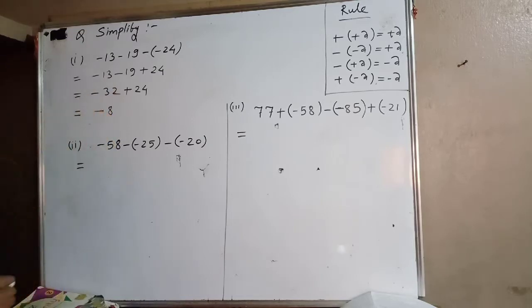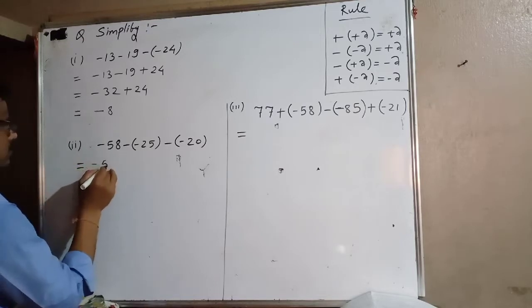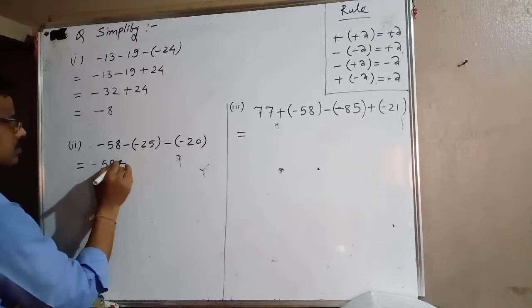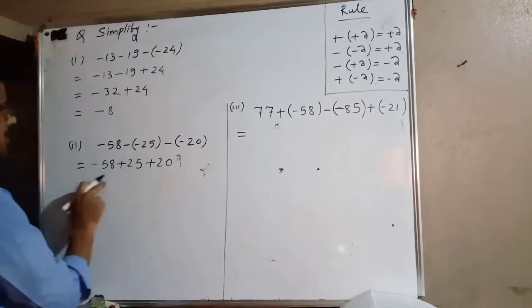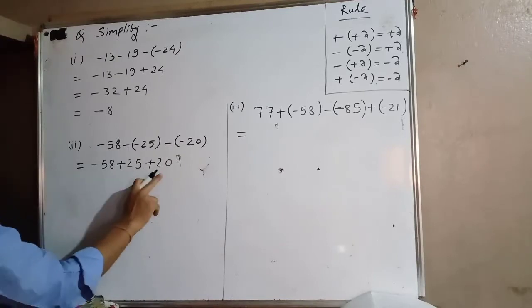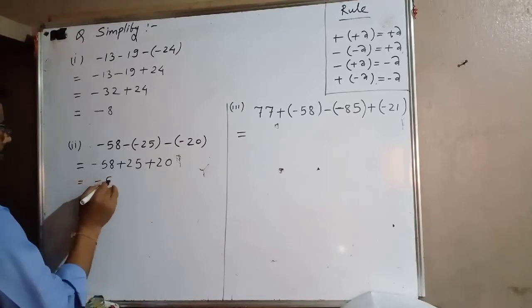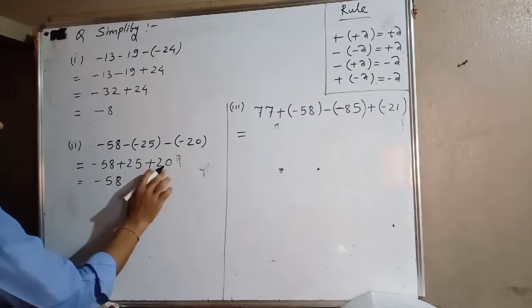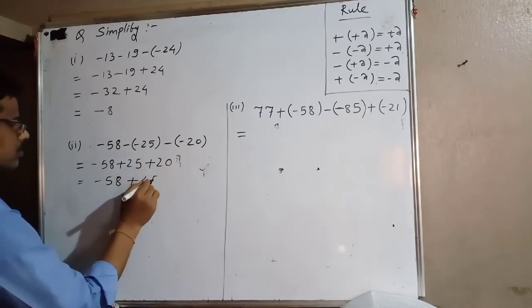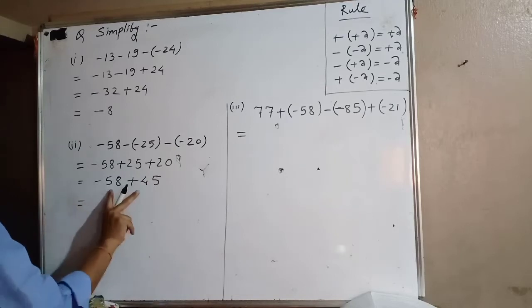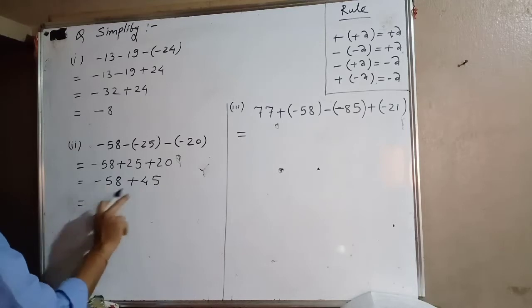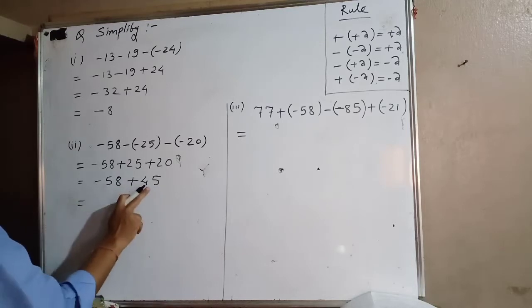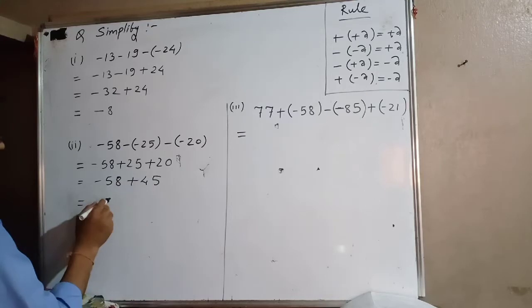Now in this question, this minus 58 will come as it is. Minus minus plus 25, minus minus plus 20. Now you have three numbers, and these two numbers have the same sign, so they will be added. Minus 58 will come as it is. 25 plus 20, what do we get here? 45. Now you subtract because these two numbers have opposite signs, so they will be subtracted. So now we have to subtract 5 from 8. What do we get here? 3. 4 from 5, you get 1.